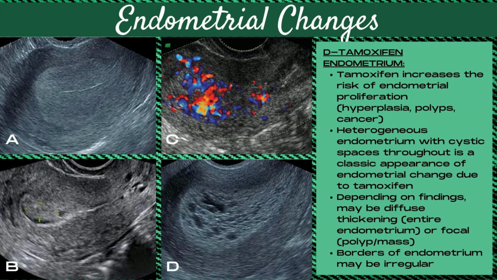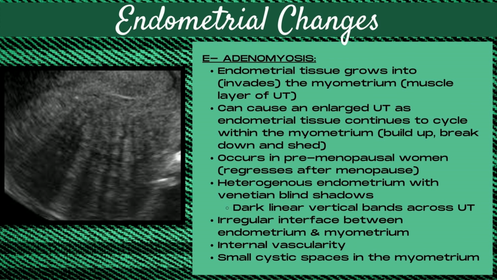And depending on the findings, this may be diffuse thickening, where the entire endometrium is thickened, or more focal, such as a polyp. And the borders of the endometrium may or may not be irregular.